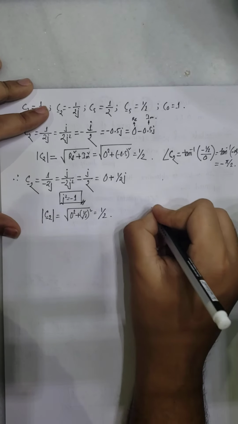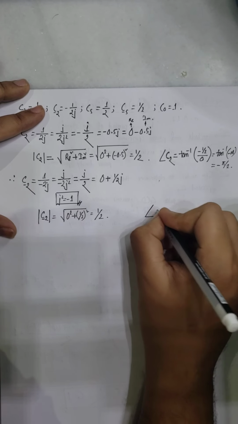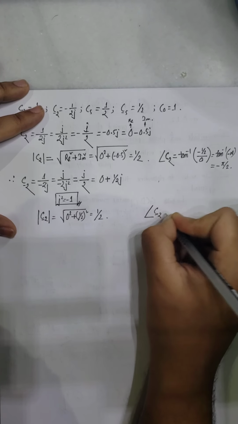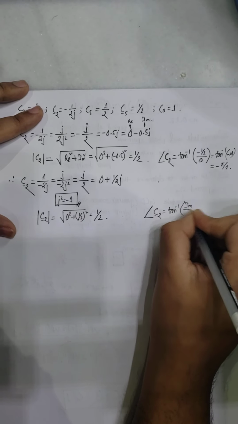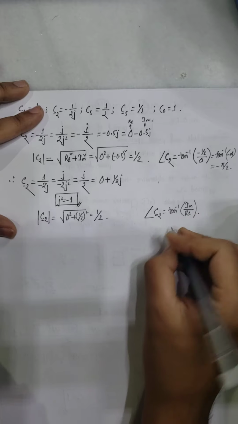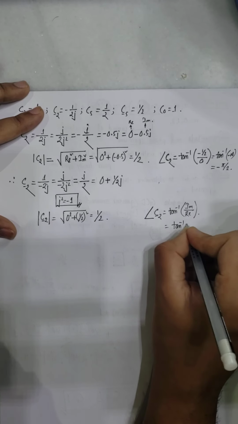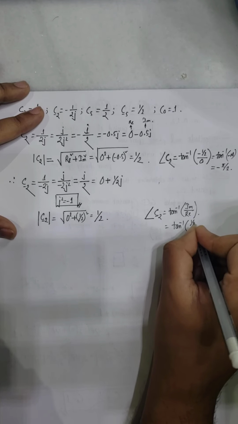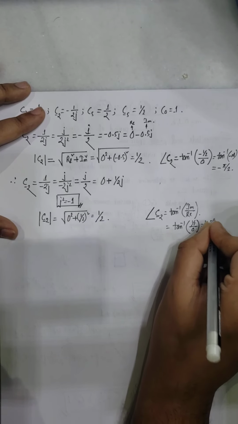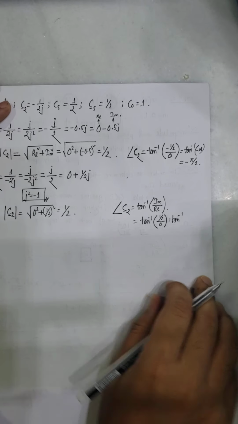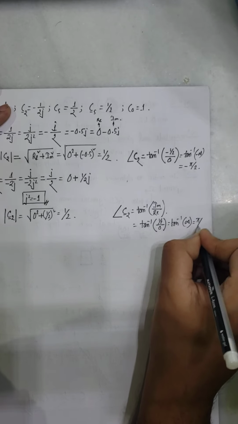Now, determining the argument or the angle, C of negative 2 is equal to tan inverse of the imaginary part over the real part, tan inverse of 1/2 over 0, which is tan inverse of infinity, which equals pi by 2.